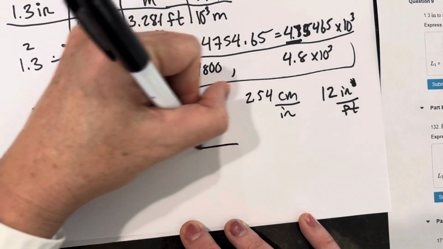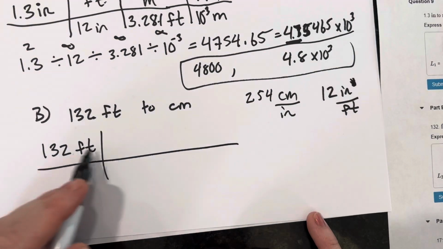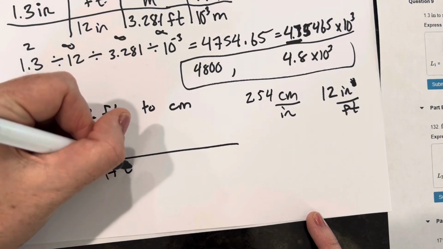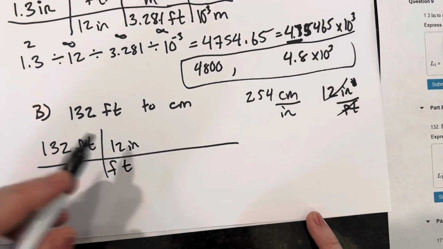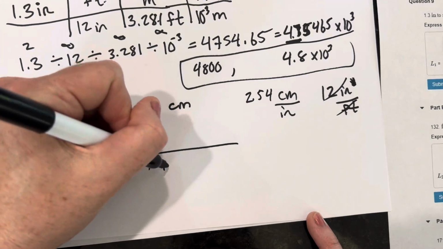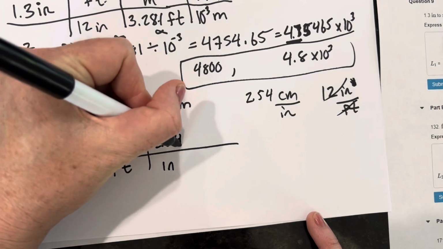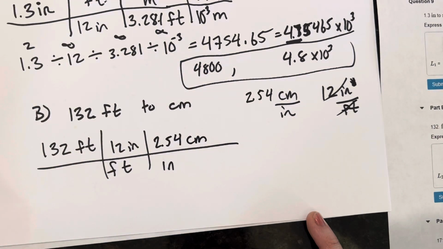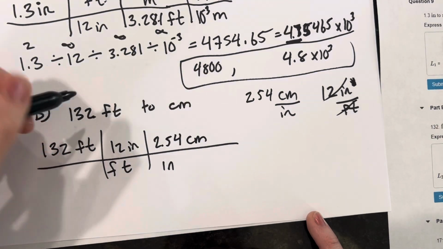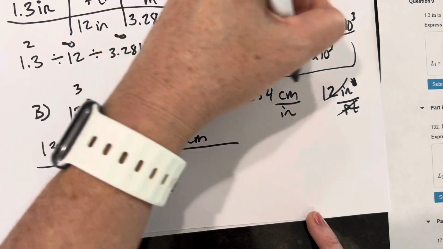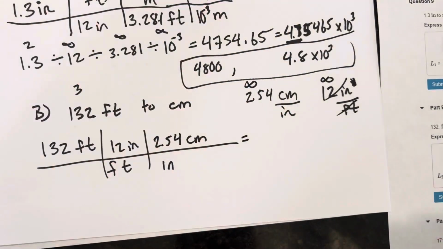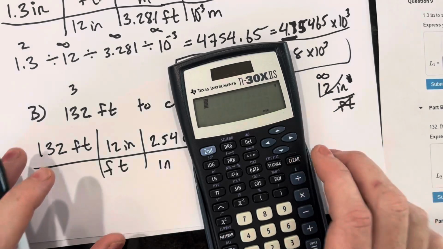So we take our 132 feet. We know that in a foot, there are 12 inches. And we know that in an inch, there are 2.54 centimeters. This 132 had three sig figs, by the way. This was infinite and that was infinite, so our final answer should have 3 sig figs. Let's go ahead and calculate it out.